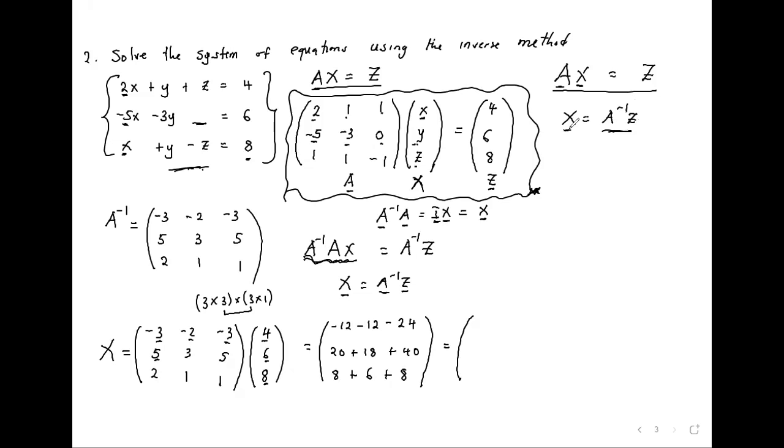Elsa, does the order of multiplying matter when you multiply the inverse there? The order matters for all matrices. Because if you try Z multiplied by A inverse, it may not work. Okay. So the order matters.